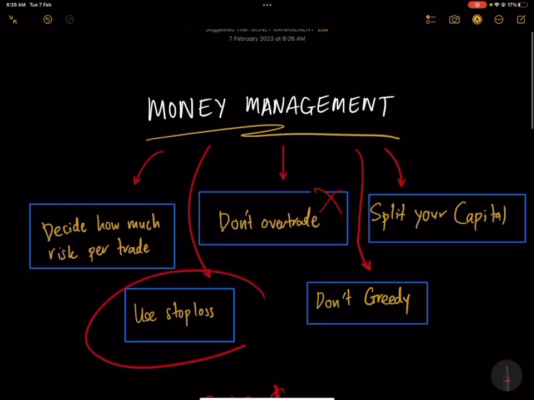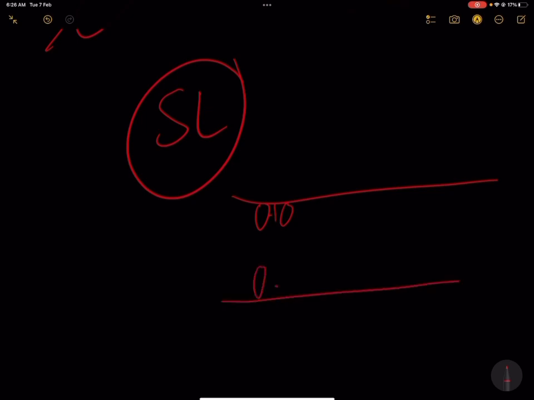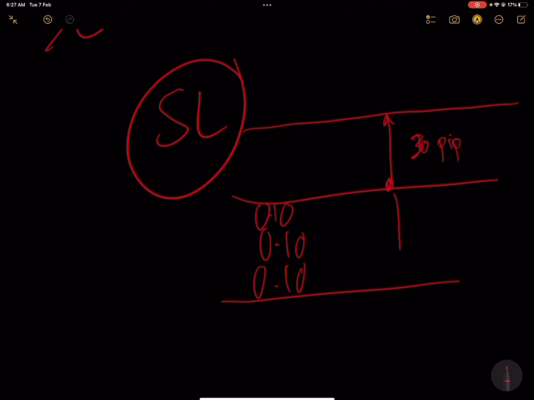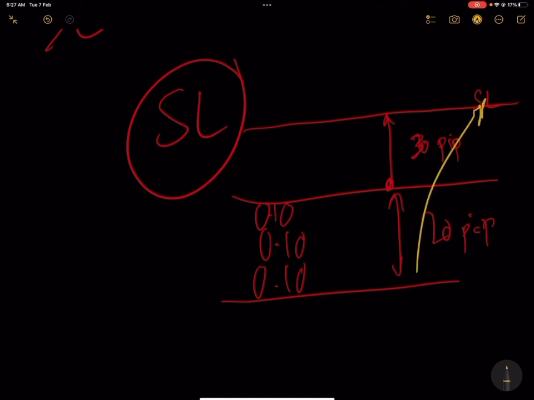Next is use stop loss. What is stop loss? Stop loss is crazy actually. But for newbies, my suggestion is to put a stop loss. Example, 0.10, the zone is 20 pips. Just use from the zone until the zone 30 pips. The zone is 20 pips, so you can try to put SL here. But sometimes with gold, the crazy thing is gold will touch SL and then boom, falling.